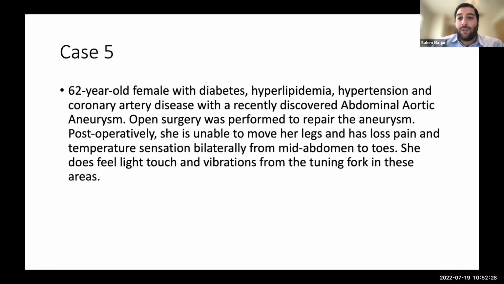So clearly the corticospinal tract and the spinothalamic tract are both being affected. The DCML is intact. So what do you guys think is going on here, now that we've sort of broken down what the disturbances are? Something happened to the anterior spinal artery. Exactly. Somebody said ischemia. Okay, you guys are right in the right ballpark here.